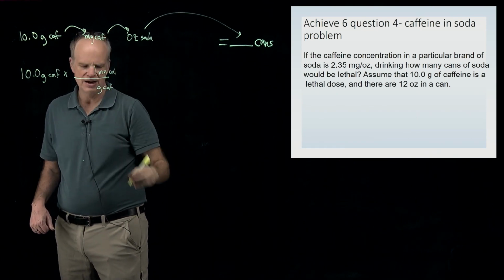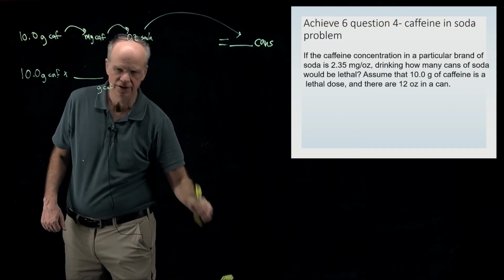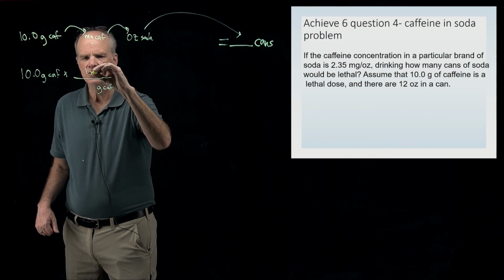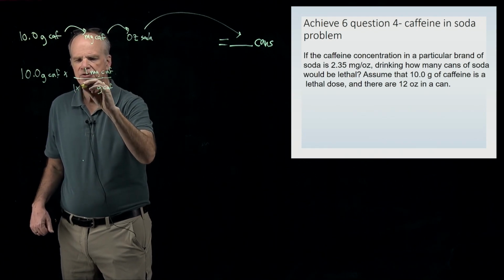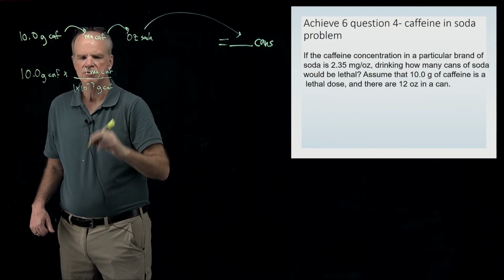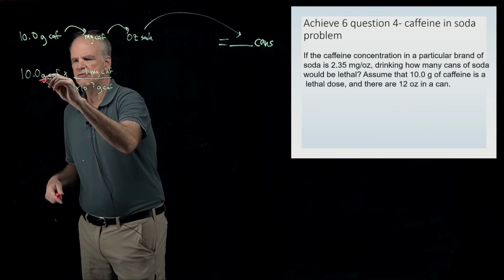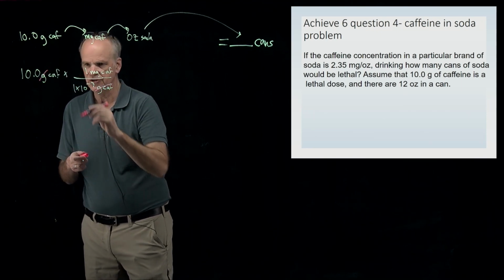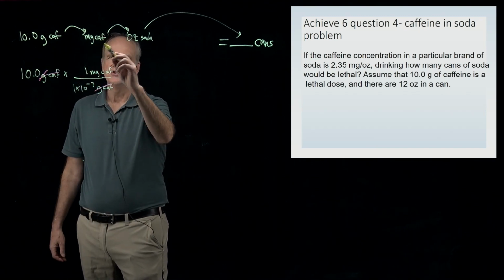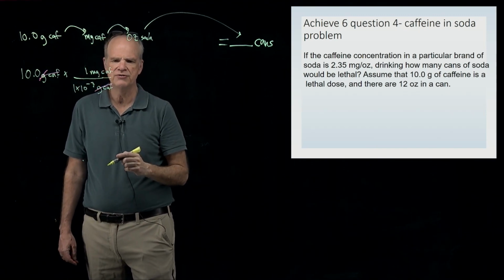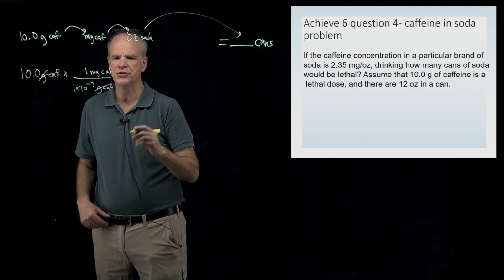So 1 milligram of caffeine is equal to 1 times 10 to the negative 3 grams of caffeine. And so you can see at this point that grams of caffeine cancels out. Okay, so what's the next step? The next step is to get this into ounces of soda. And you're given that conversion. You have 2.35 milligrams of caffeine per ounce of soda.